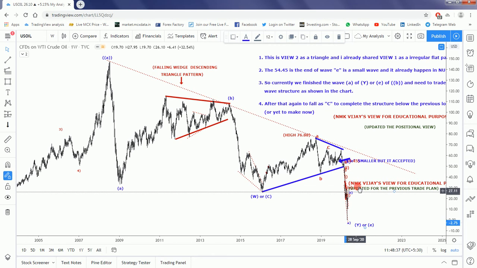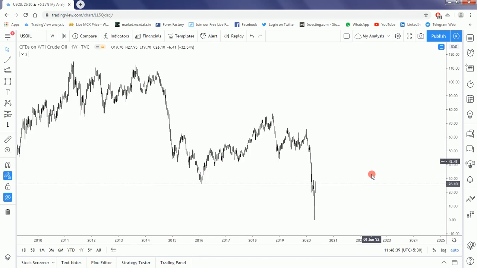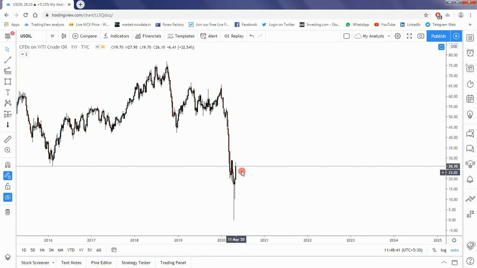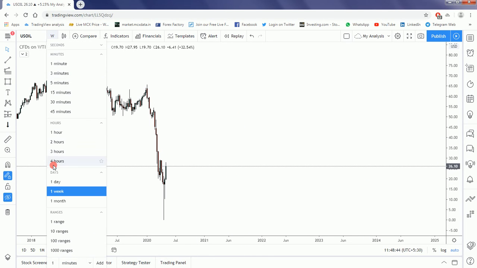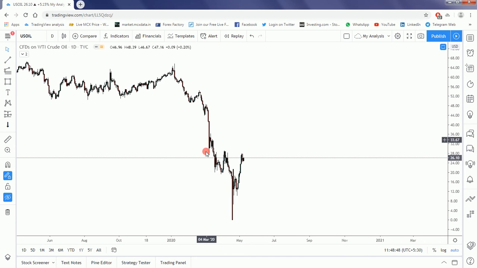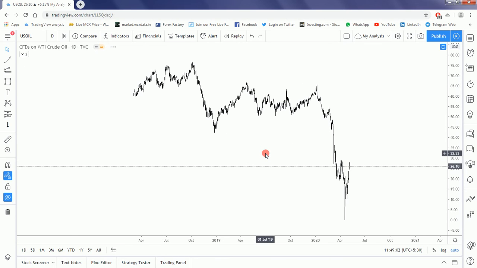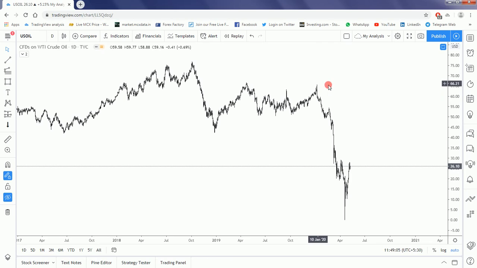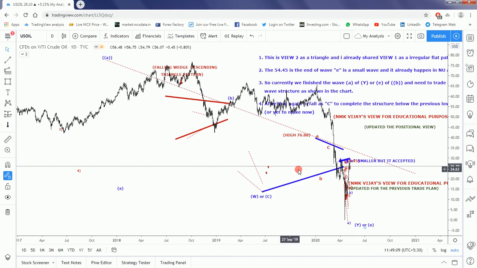Whether it could be a three-wave structure, I'm not sure about that. Here is a 1 2 3 4 5. So this could be a three-wave structure. I'm not sure about that. If the E wave is ended here, or one more E wave is to the downside, not sure. In the positional view that I am talking about, this is a D. So here the D is ended. As per my view, the D is ended here. So we need another three-wave structure.